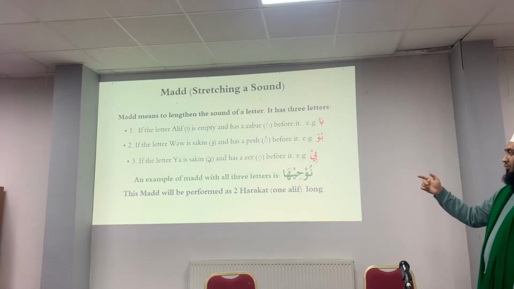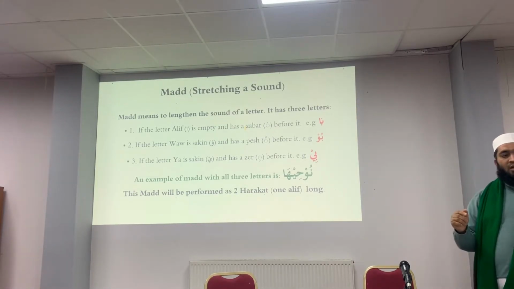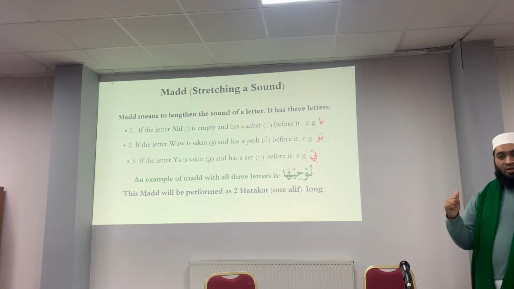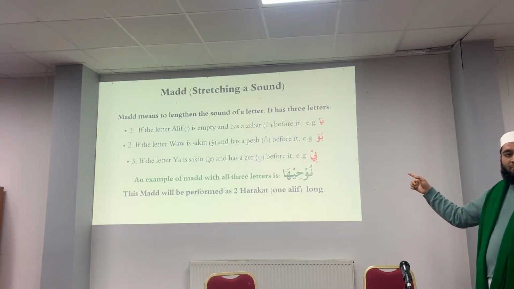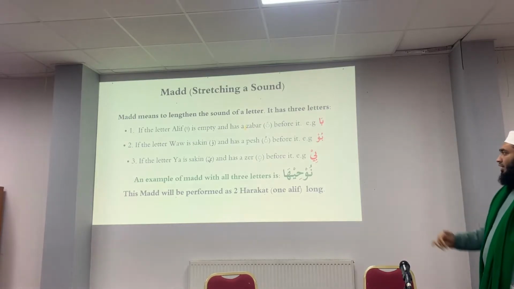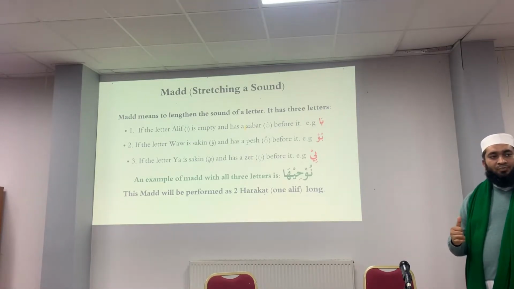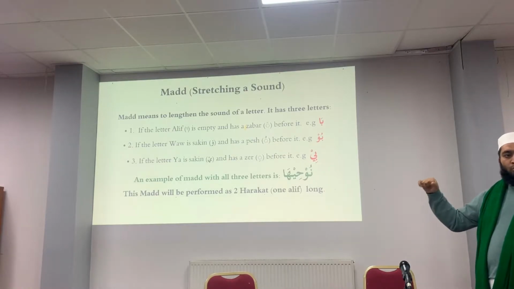Boo. The third one is when ya is sakin and the letter before it has a zer. When ya is sakin, the letter before it has a zer. Example: bee. You can see ya sakin, the letter before it has a zer. So ba, bu, bee.